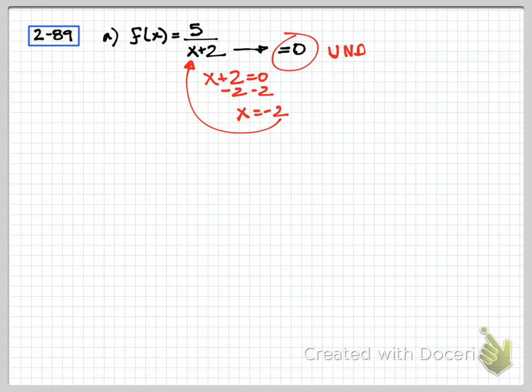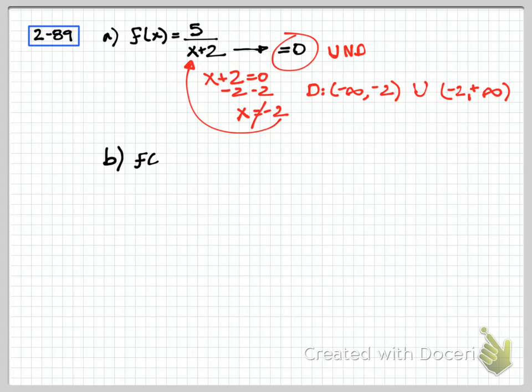So, the domain here would be negative infinity to negative 2, open parentheses because it doesn't hit negative 2, in union with negative 2 to positive infinity, or all real numbers except for negative 2. So x cannot equal negative 2. So that's A.